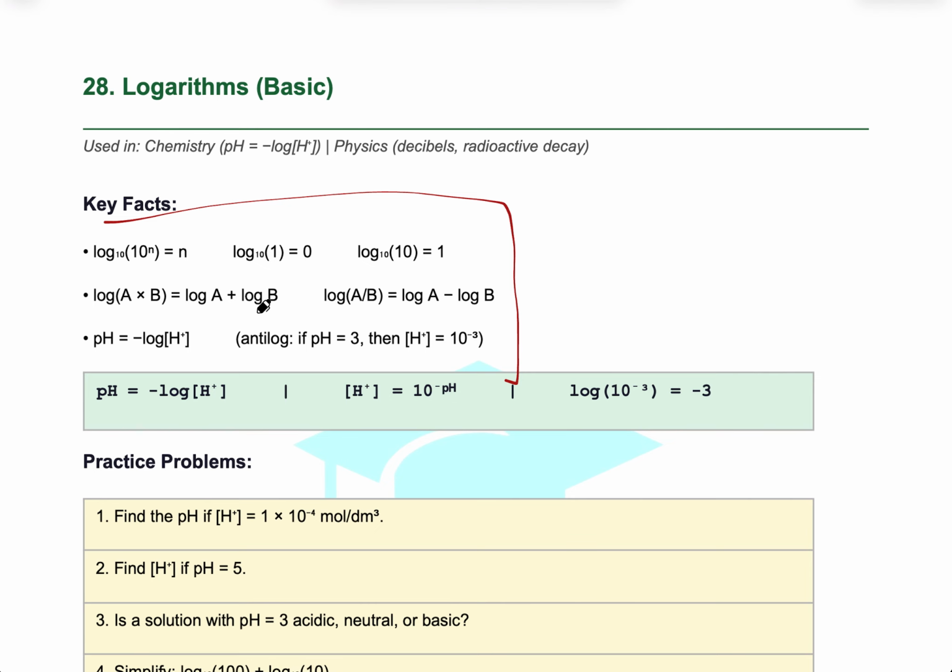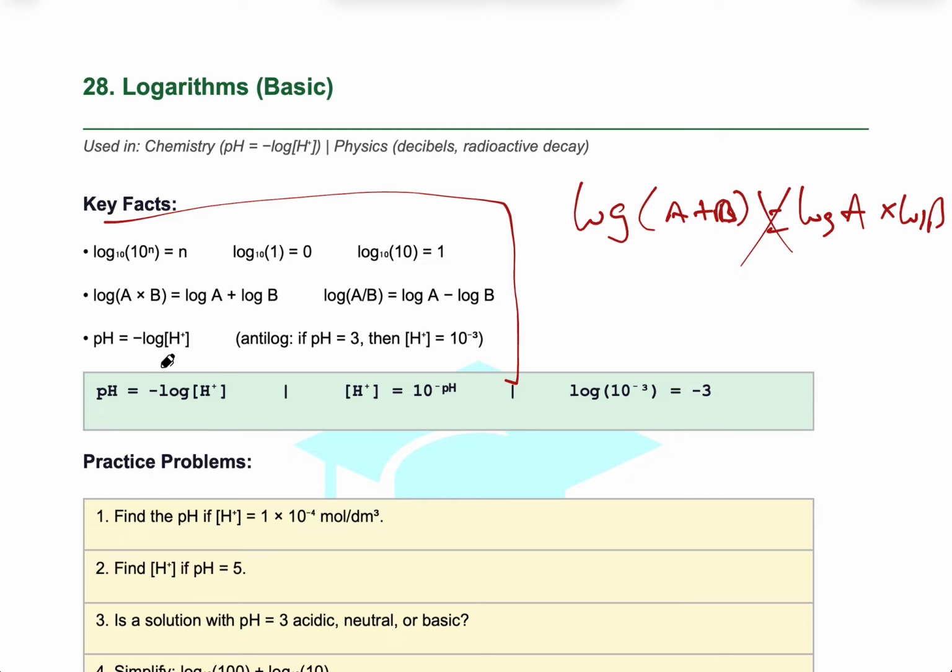Log a times b is log a plus log b. By the way, from that, log a plus b is not going to be the same thing as log a times log b. Take note of that. This is going to be wrong. It's only true when you are going like this. It's not true for the converse. Now, log a over b as well is log a minus log b, as long as b is not equal to 0.